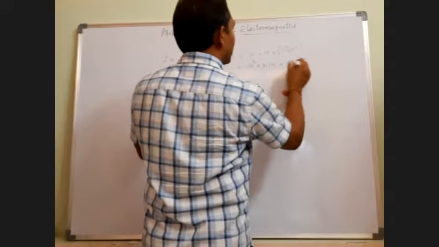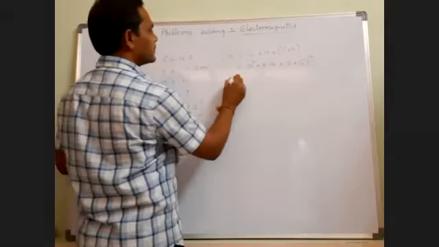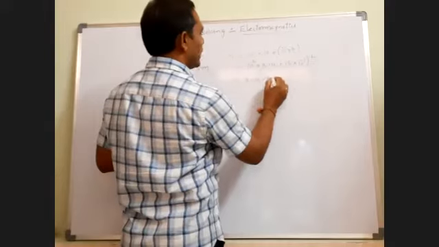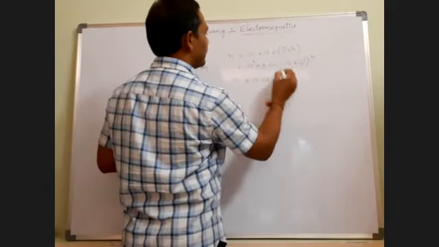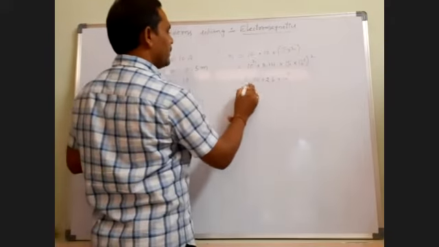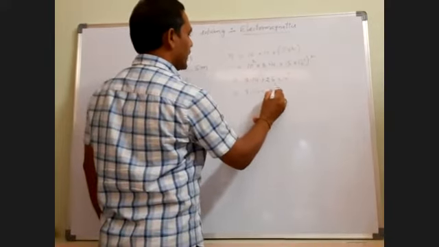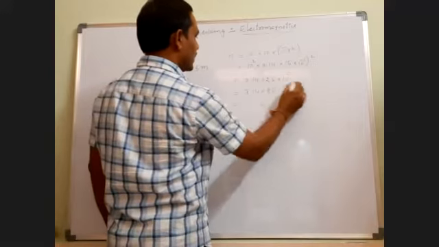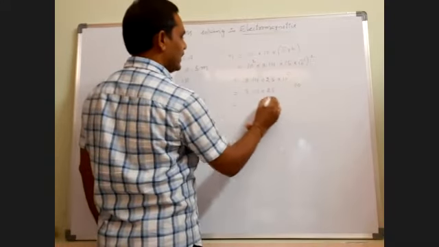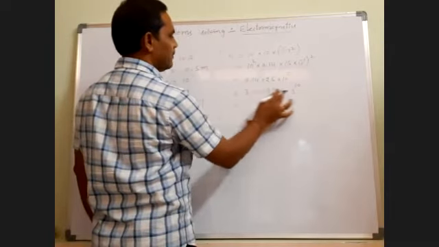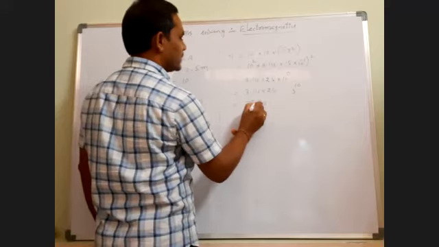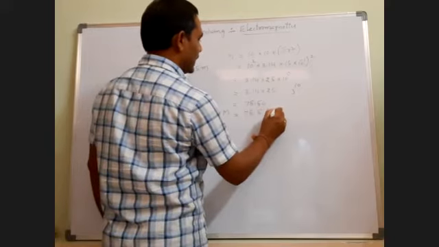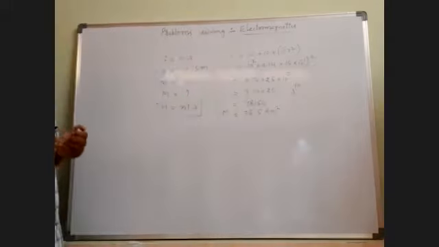This is equal to 100, that is 10 square, into pi value 3.14, into radius 5 into 10 power minus 1, r square. So 3.14 into 25 times 10 power minus 2 times 10 power 2, that is 10 power 0. 3.14 into 25 gives 78.5. So M is equal to 78.5 ampere meter square.